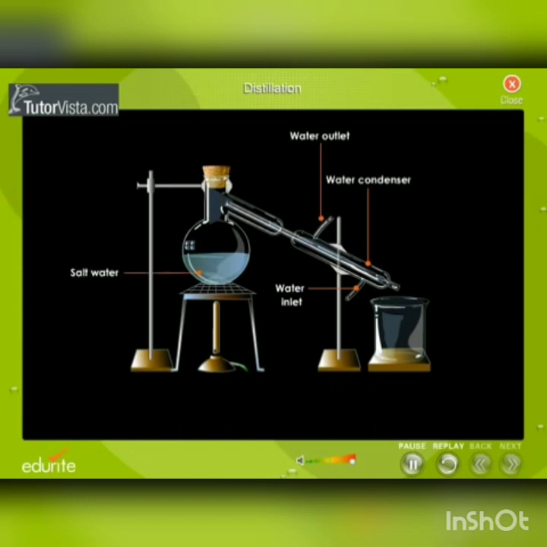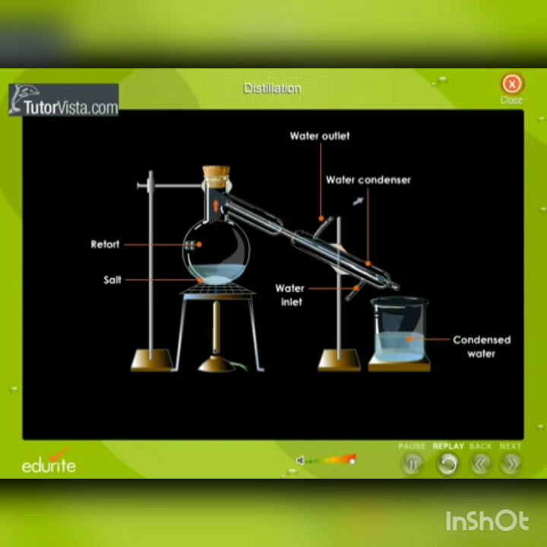Take some salt water in a retort and heat it till the water gets converted to steam. The steam is collected in the beaker which is connected to the retort as shown here. The steam condenses into drops of water and the salt is left behind in the retort. This technique of simple distillation is used to purify water.